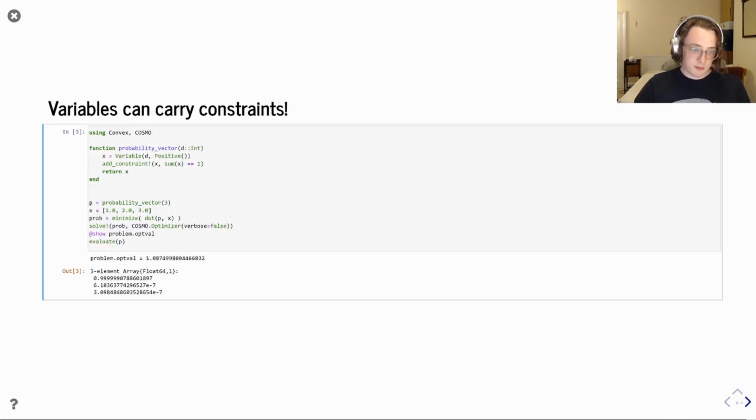The one bit of the new feature is that variables can now carry constraints. So here I have this probability vector function that creates a variable that's automatically constrained to have non-negative entries and add to one, which is kind of cool because you could imagine creating bigger programs with things like this as a primitive, and I don't have to think about, oh, I'll make sure to add the constraints later and so forth. p is a probability vector, that means these things, and I can use it in a little problem.